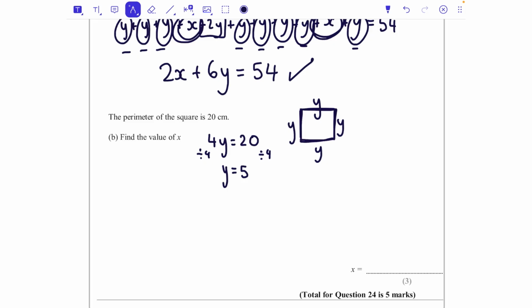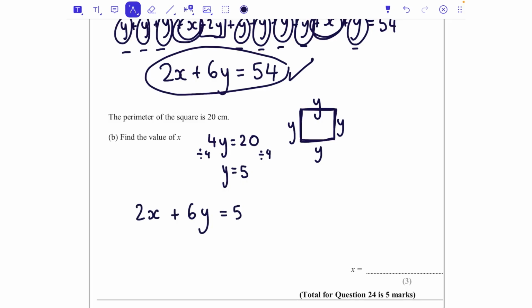Once you know that y is 5, we can use this equation to work out what x is. We know that 2 lots of x add 6 lots of y equals 54. And if we now know that y is 5, we can put that in here. And this is 6 lots of 5 or 6 lots of y, so that is going to be 30. So 2x add 30 equals 54.